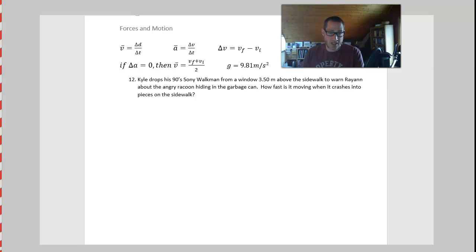Kyle dropped his 90s Sony Walkman from a window 3.50 meters above the sidewalk to warn Ryan about the angry raccoon hiding in the garbage can. How fast is it moving when it crashes into pieces on the sidewalk? So let's take a look and let's do this.